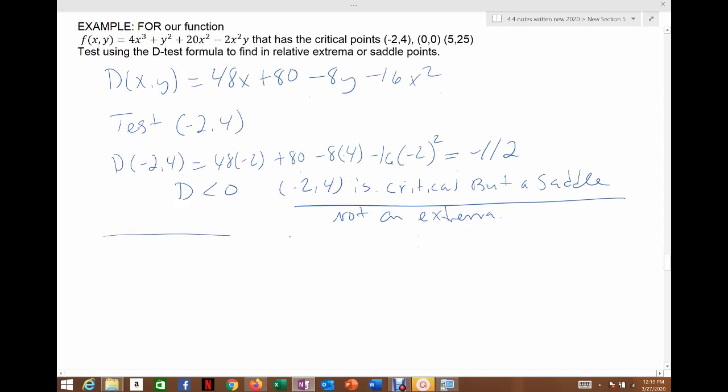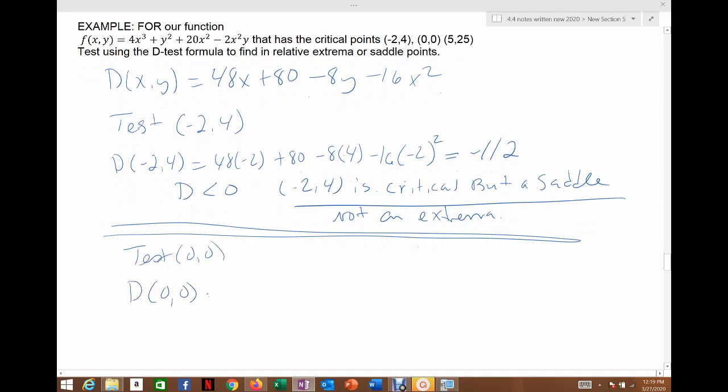All right, 0, 0. So now we're going to test 0, 0. Again, the first thing I do is plug 0, 0 into my formula. So 0, 0 is kind of nice. 48x will zero out, negative 8y will zero out, so I'm left with 80. Well, 80 is positive.